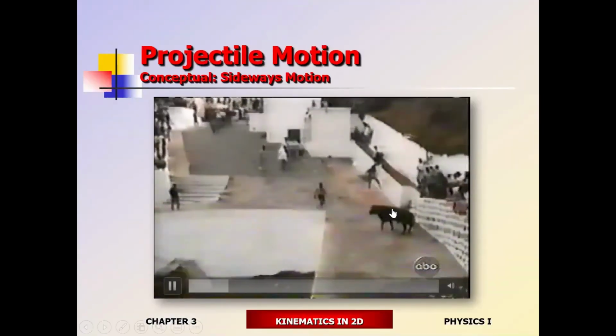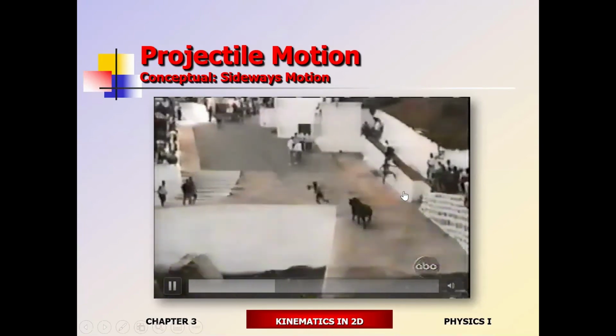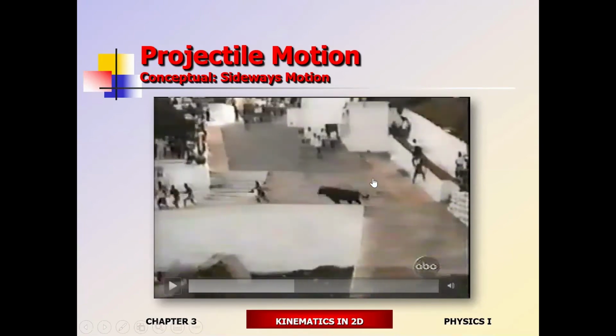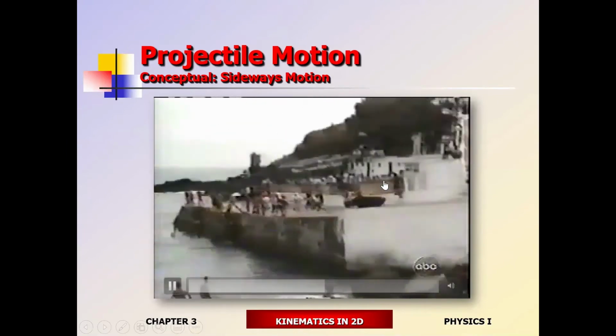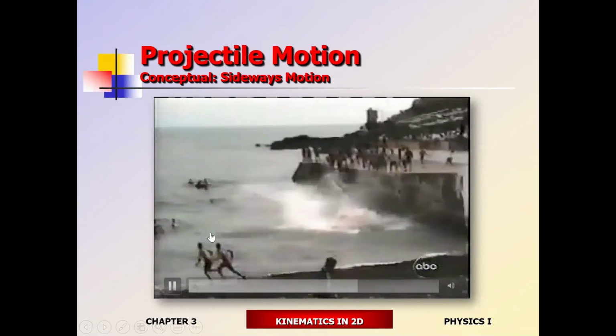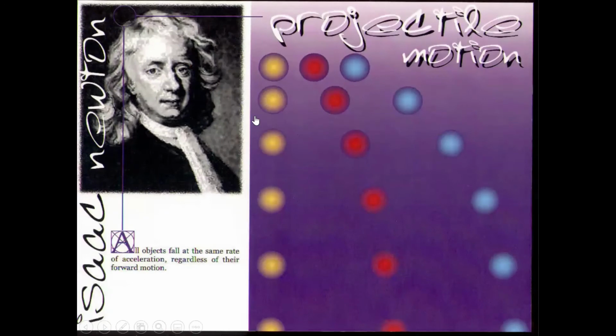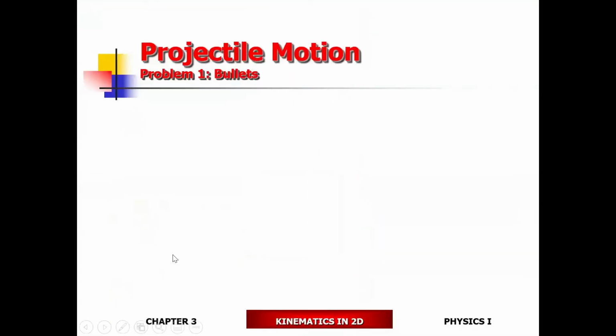If you're in Mexico and you can't decide between the bullfights or cliff diving, I've got 2 examples of side-based projectile motion coming up. This is the first one. This one is the second one. So in side-based projectile motion, there's going to be a horizontal speed, and there's no vertical initial speed.